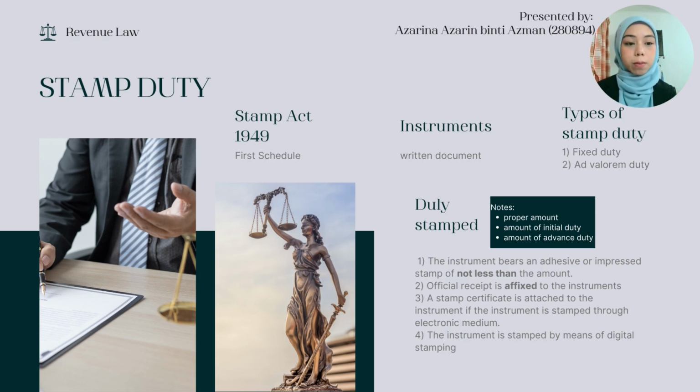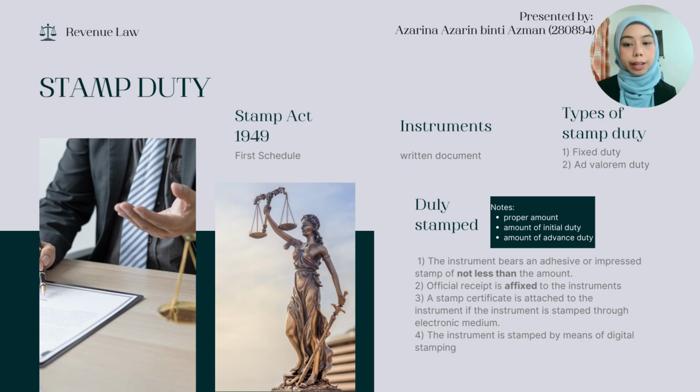There are two types of stamp duty, which include fixed duty and also ad valorem duty. The fixed duty usually starts at a nominal value of 10 ringgit per instrument, while ad valorem is a stamp duty that varies according to the nature of the instruments and the consideration stipulated in the instruments or the market value of the property.